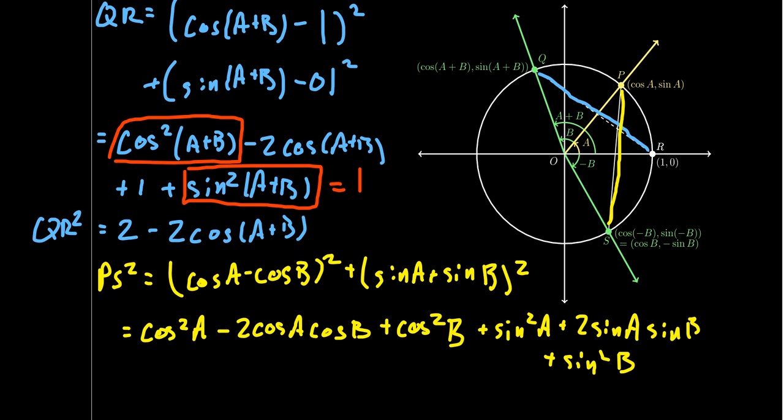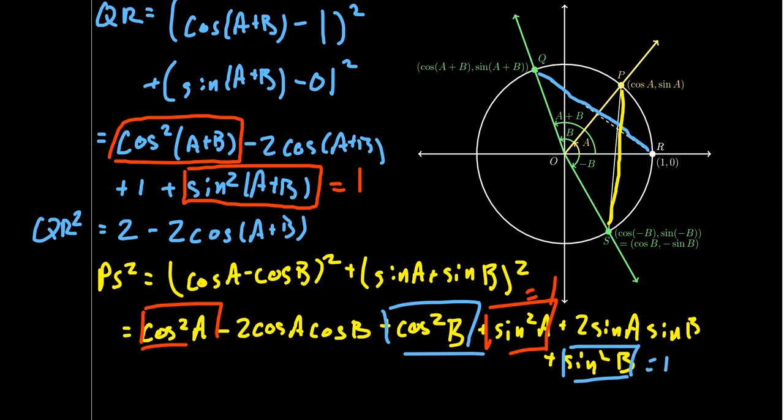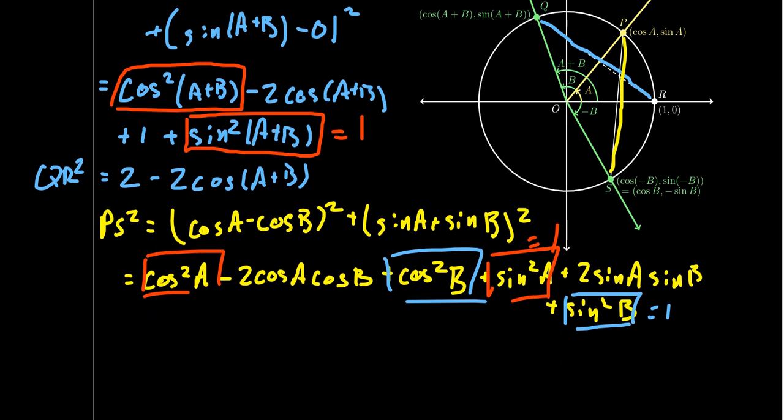So like we did on the last one, there are some Pythagorean relationships we can set up. There's a cosine squared of A plus sine squared of A. That's going to give you a 1. But there's also a cosine squared of B plus a sine squared of B. That'll also give you a 1 by the Pythagorean identity. So if we simplify this, we end up with a 2 plus, well actually minus, 2 cosine A cosine B. And then we have a plus 2 sine A sine B, like so.